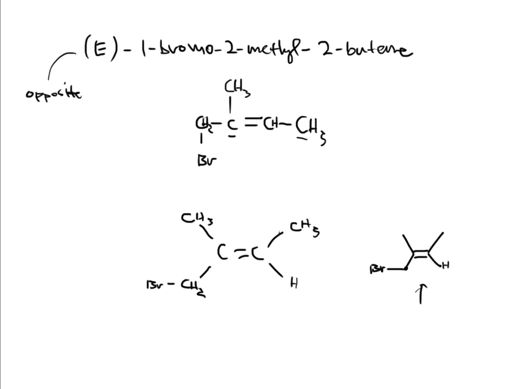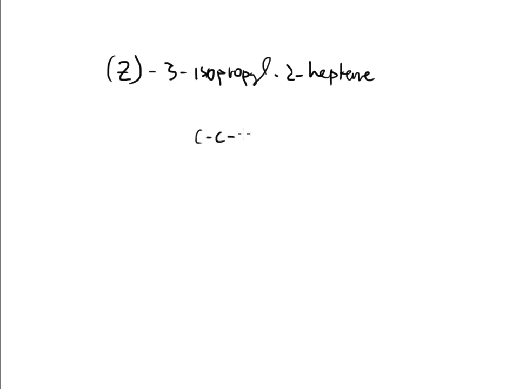All right, so let's do another one. We'll do another one. It's okay. We'll do another one. Z, parentheses, 3, isopropyl, and 2, heptene. All right, so just like before, I'm going to start off with my main carbon chain, and that's heptene. So hept is 7. 1, 2, 3, 4, 5, 6, and 7. On carbon 2, that's where my double bond is at. So 1, 2, and there's a double bond.